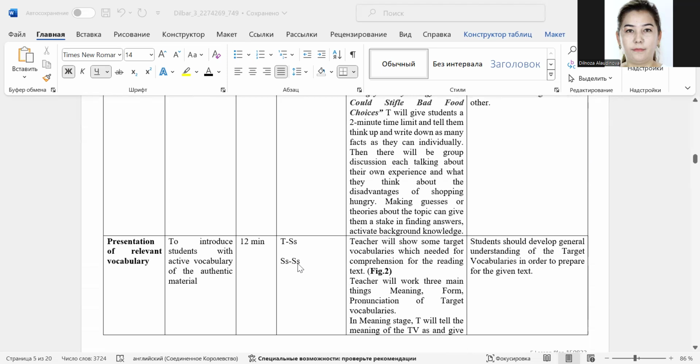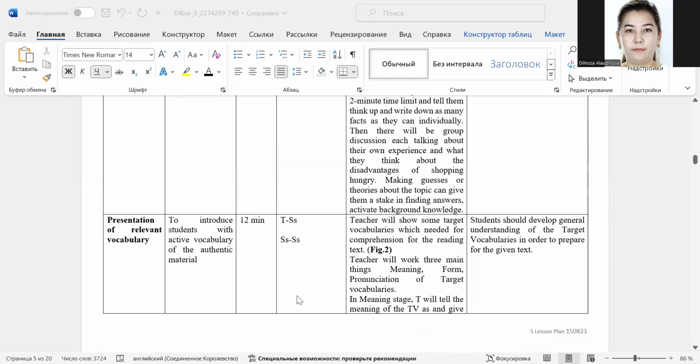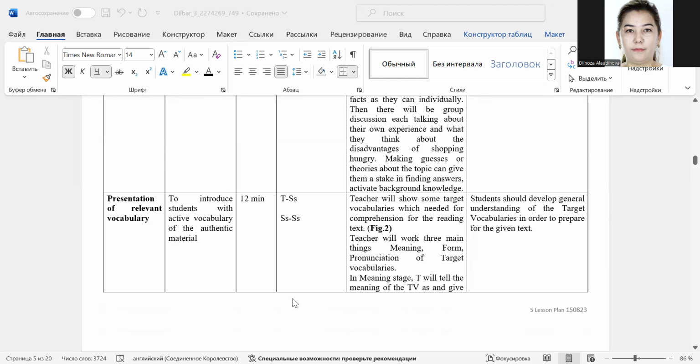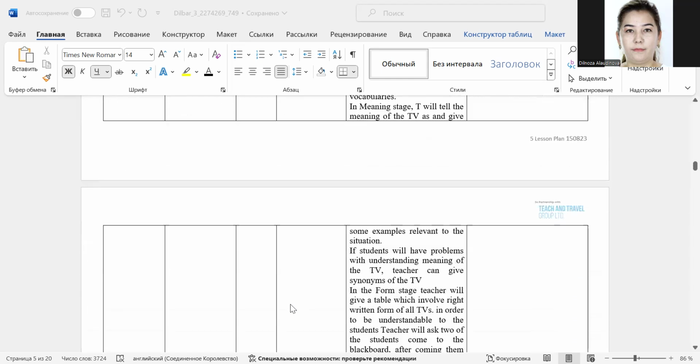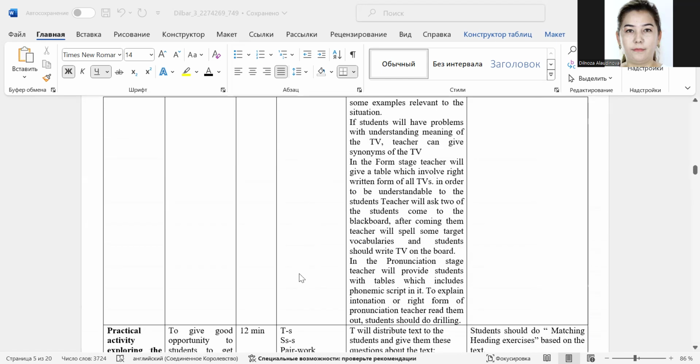Next one is presentation of relevant vocabulary. You know, in a reading text, there are lots of different and difficult words. So the teacher must show some target vocabulary needed for comprehension of the reading text. In this stage, the teacher will work on three main things: meaning, form, and pronunciation of target vocabulary. In the meaning stage, the teacher will explain the meaning of the target vocabulary and give some examples relevant to the situation.